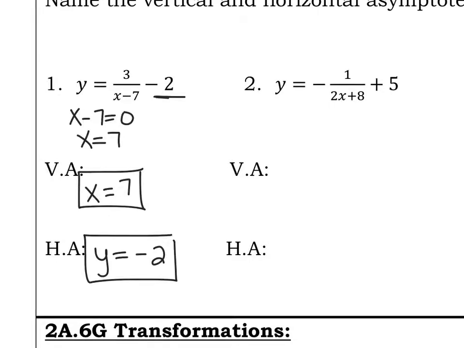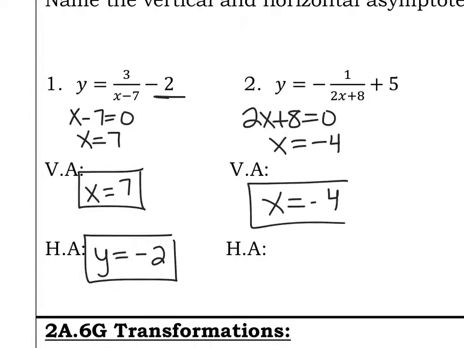Question number 2, we always start with taking our denominator and setting it equal to 0. Okay. Subtract 8, divide by 2, x equals negative 4. Okay. And my horizontal asymptote is always the number at the end, y equals 5.